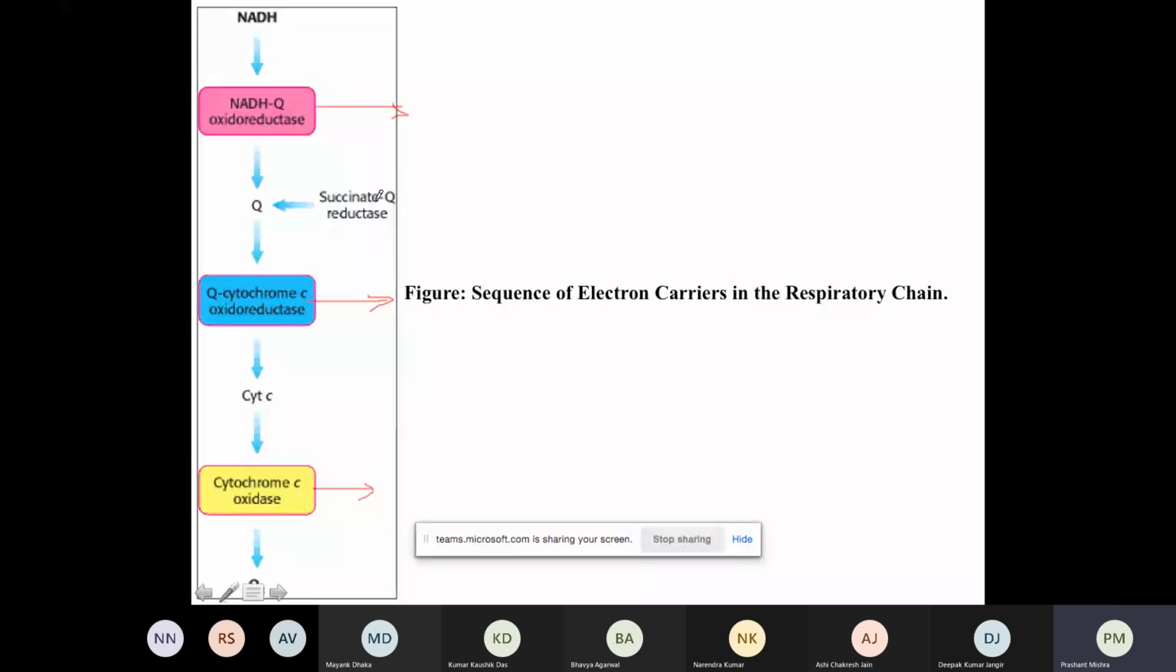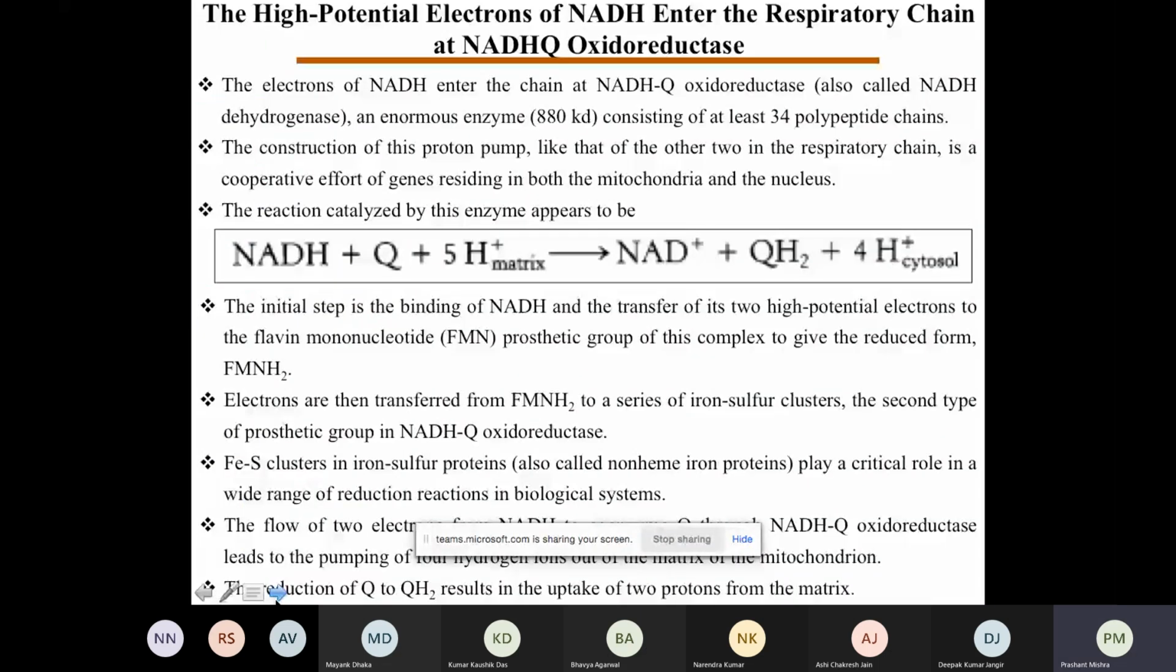But when an electron is transferred from here to here, through succinate Q reductase, which is responsible for the binding of FADH2, when the electron is transferred to coenzyme Q, no proton is pumped out. That means when electrons move from NADH to molecular oxygen, you have a higher amount of protons pumped, and that means you will have more energy or ATP being produced.